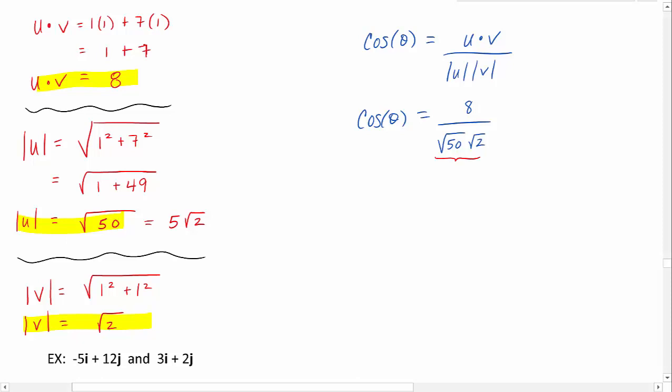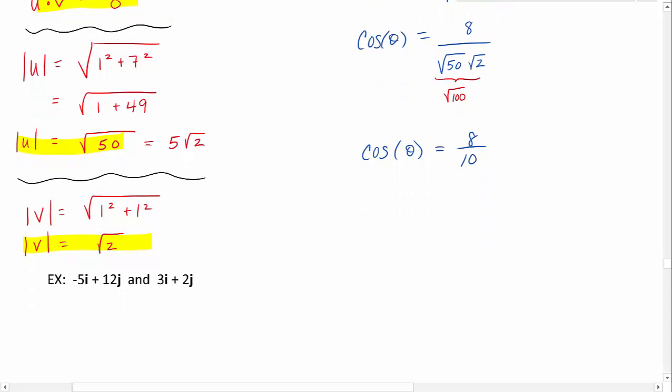Square root of 50 times the square root of 2 is the square root of 100, which is 10. So I would simplify this down to cosine of theta equals 8 over 10. Yeah, I know that simplifies to 4/5, but I probably wouldn't waste my time doing that. Theta equals cosine inverse of 8 over 10. Make sure that your calculator is in degree mode, and we'll round to the nearest hundredth. We get theta to be equal to 36.87 degrees.